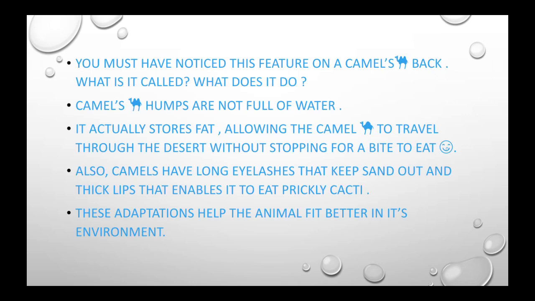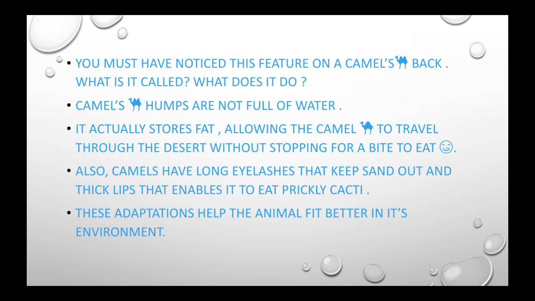These adaptations help the animal fit in its environment. This is why the camel is called the ship of the desert. It means the camel's hump is not full of water. It stores fat and water. This allows the camel to move long distances in the desert without eating a bite of food.